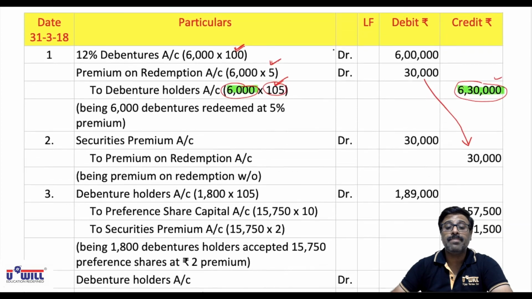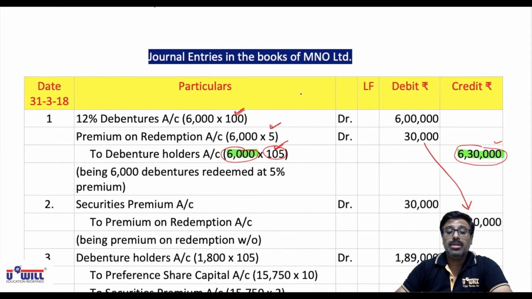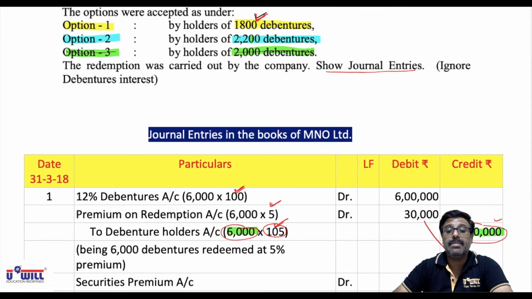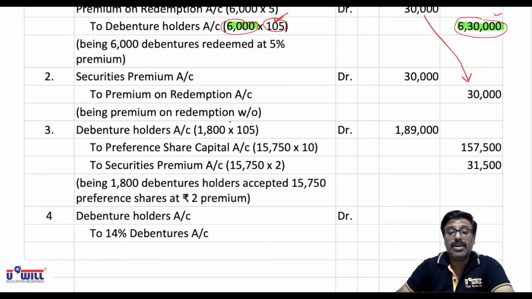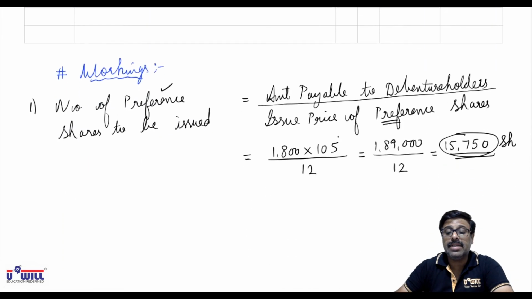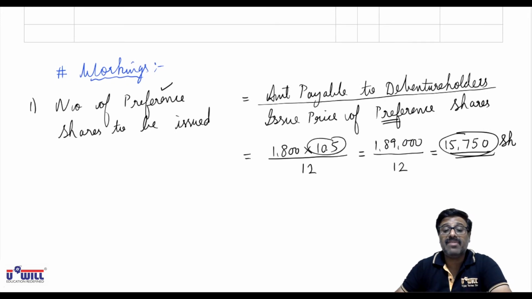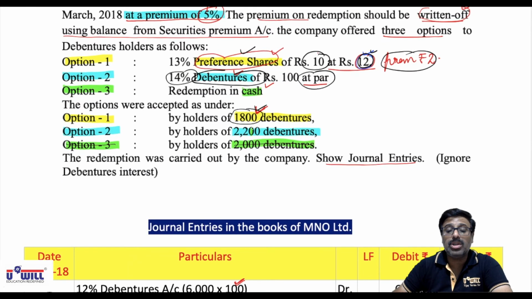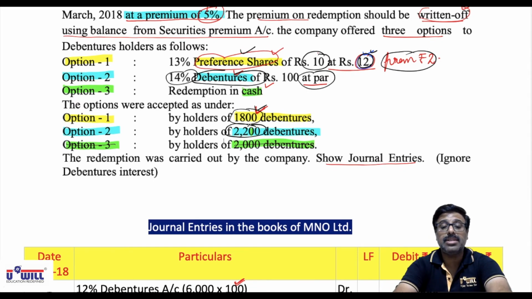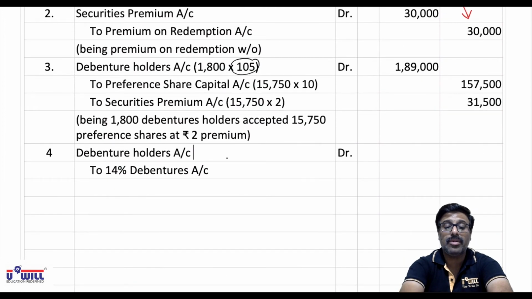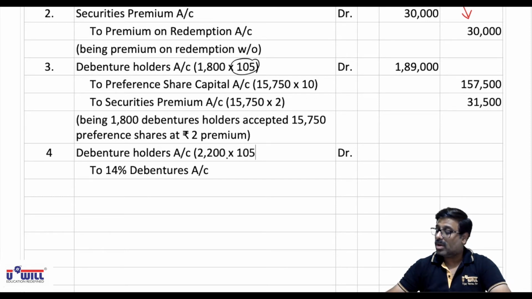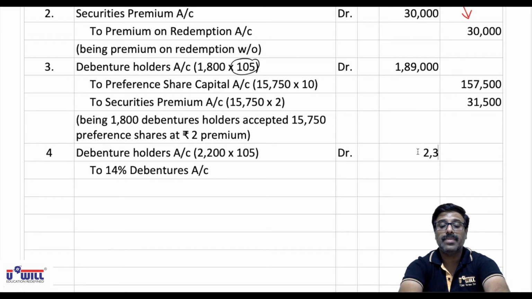Now exactly same way as I explained you just now. How did we find the amount payable to 1800 debenture holders? How did we find that? 1800 into 105. See, even in the workings, 1800 into 105. So in the same manner, if I ask you, what amount would be payable to 2200 debenture holders who have taken new debentures? Then can I say 2200 into 105? What amount would be payable? 2200 debentures into 105. That is 2,31,000. And same amount will come into debentures account, 2,31,000.